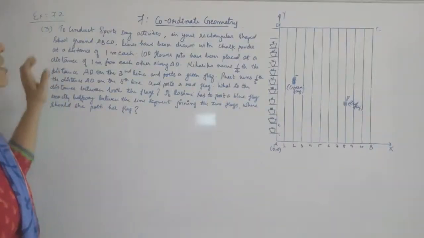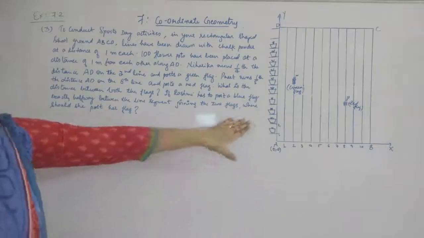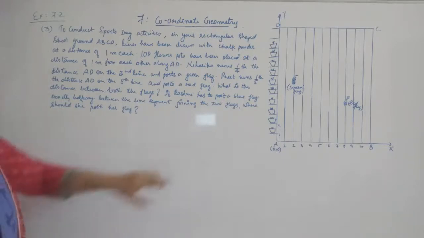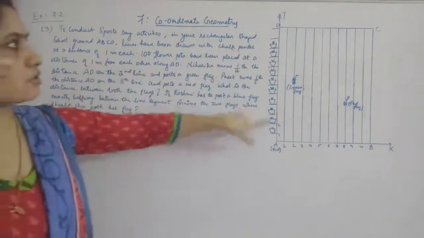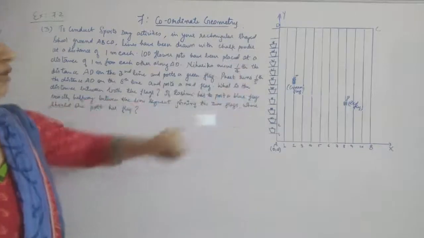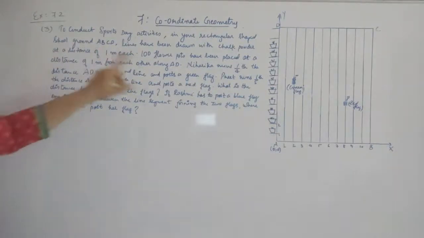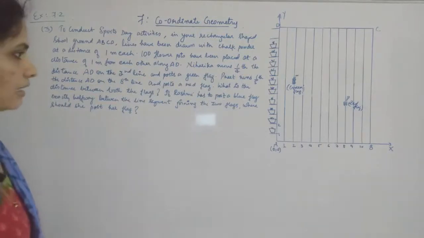Question number 3 is, to conduct sports day activities in your rectangular shaped school ground ABCD, you can see the figure. Lines have been drawn with chalk powder at a distance of 1 meter each. 100 flower pots have been placed at a distance of 1 meter from each other along AD. So this is AD, along AD 100 flower pots have been kept, each one 1 meter apart. And what is given? Niharika runs 1/4 the distance AD on the second line. This is the second line.